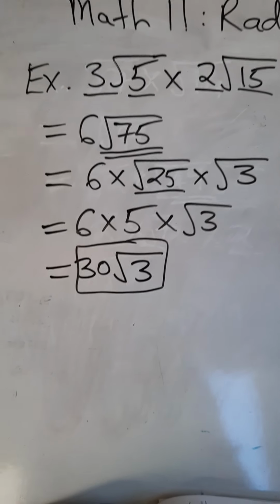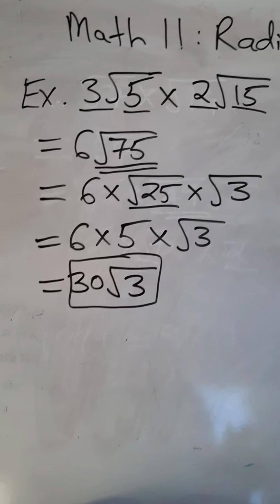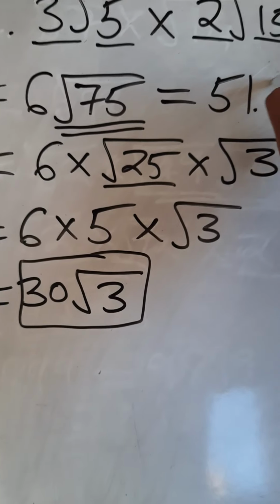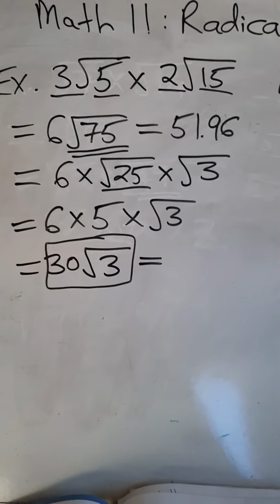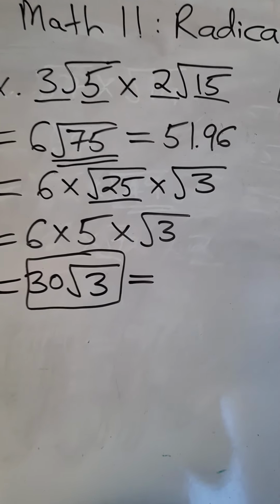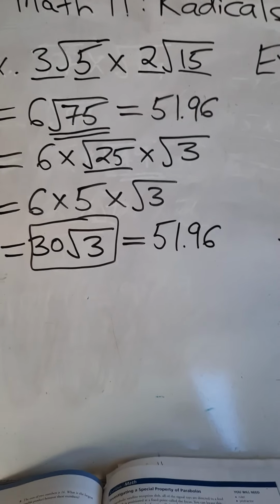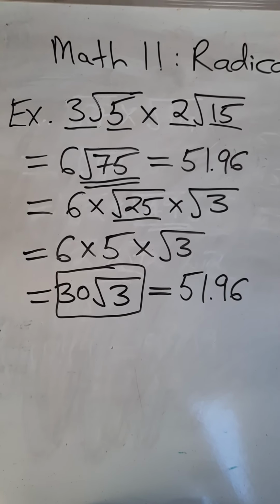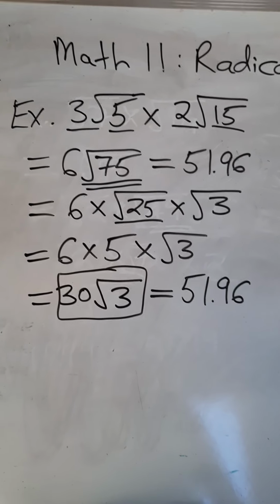One more time, I'm going to check my answer. I'm doing the square root of 75 times 6. Maybe let's write it on the side. We're getting 51.96. That's how you should write it. Then if you do the square root of 3 times 30, that's also giving me 51.96. Again, the radicals should be exact values here, and that way you can check and make sure that your answer is correct.